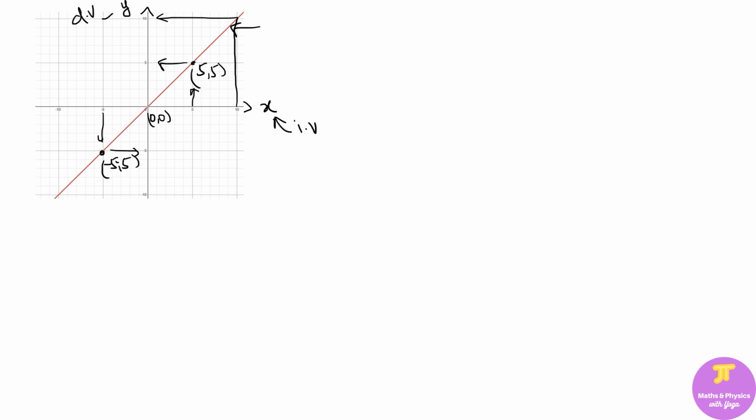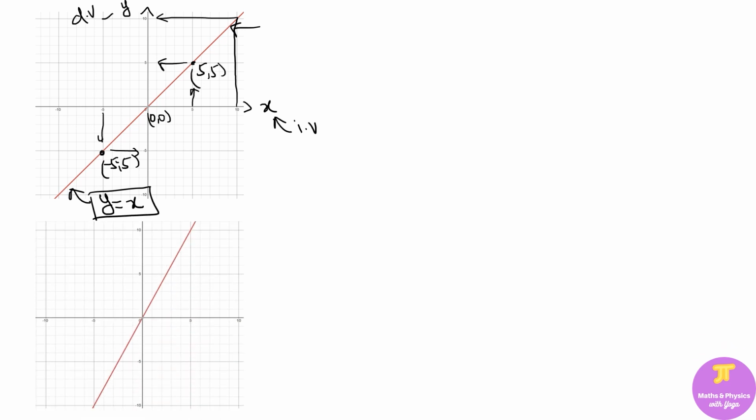So if you look at this one, x and y are equal, right? Whatever value x takes, y takes the same value. So the equation for this line should be y equals x. Let's have a look at another example.